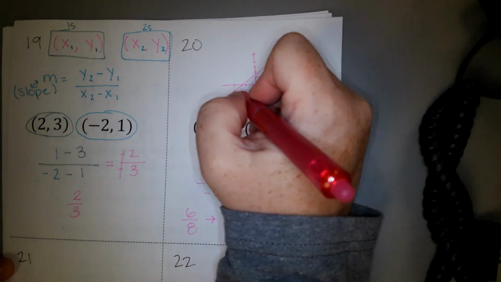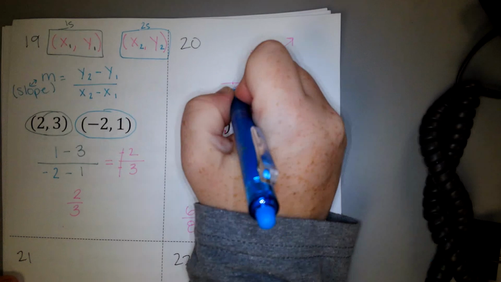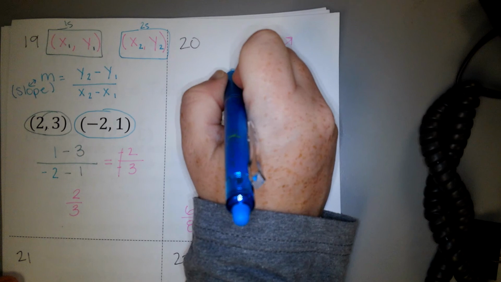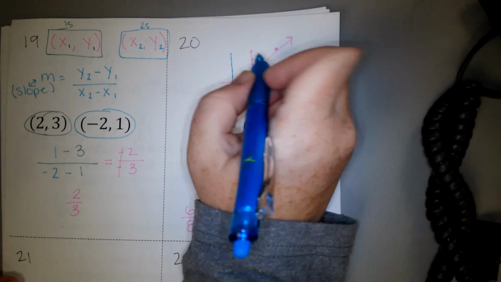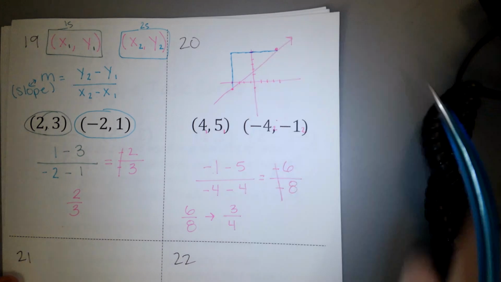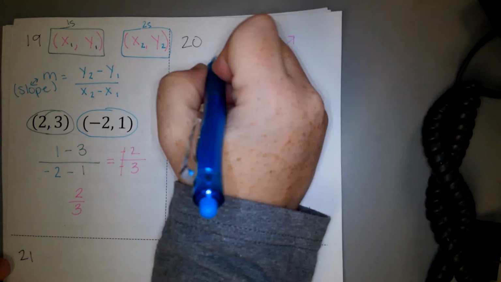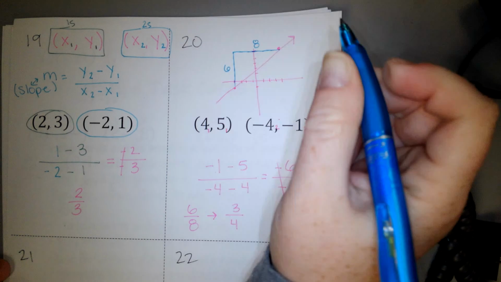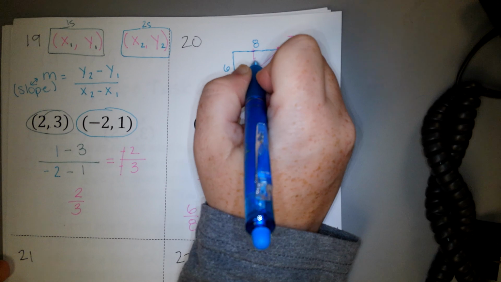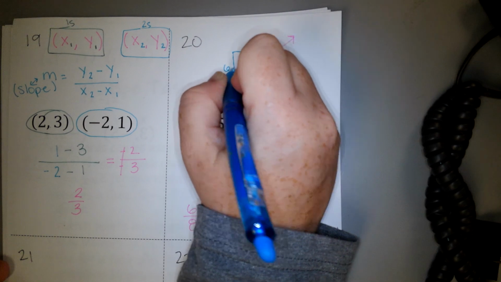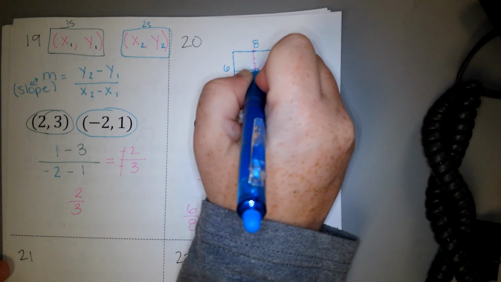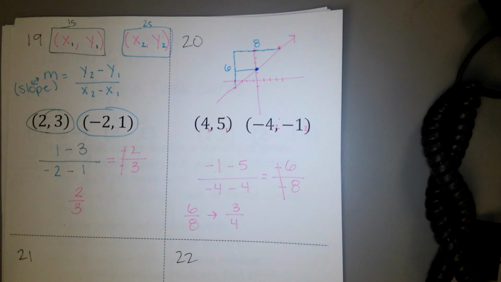And then you would count it out. 1, 2, 3, 4, 5, 6, and 8 of them. 1, 2, 3, 4, 5, 6, 7, 8. My lines are a little bit off, but 6, 8, which means there's another one at 3, 4. 1, 2, 3. Goes up 3 over 4.